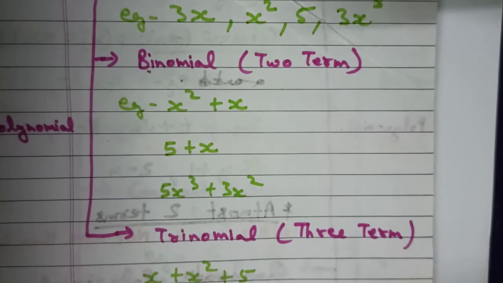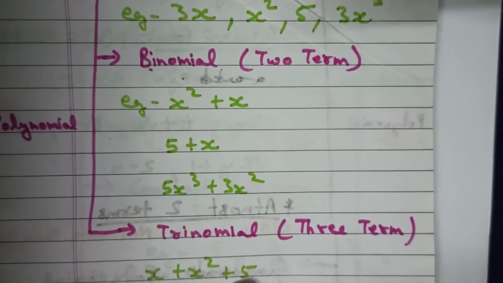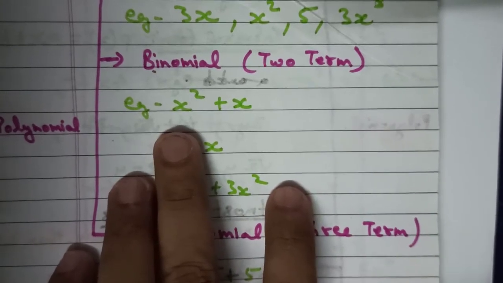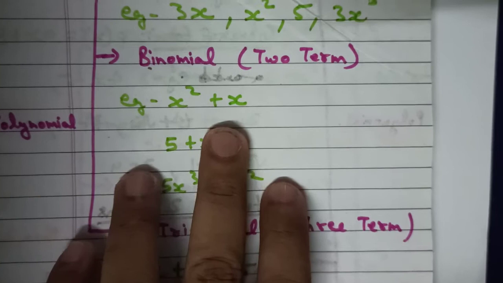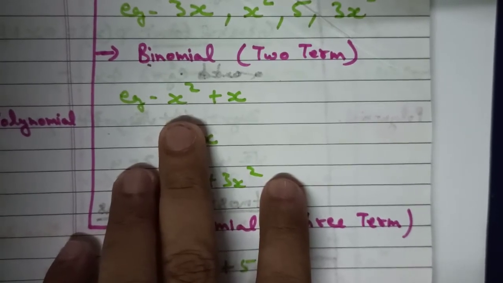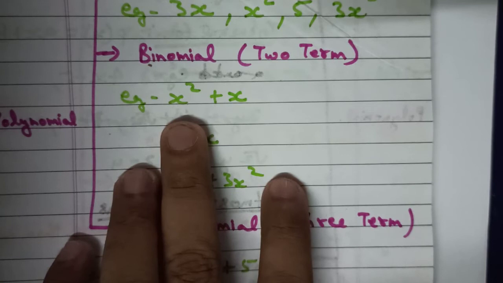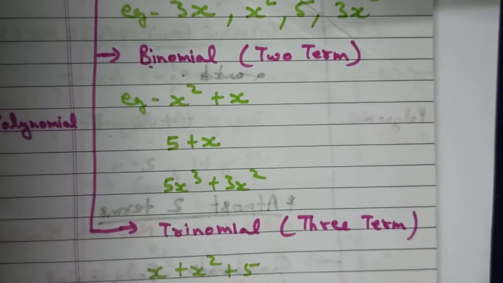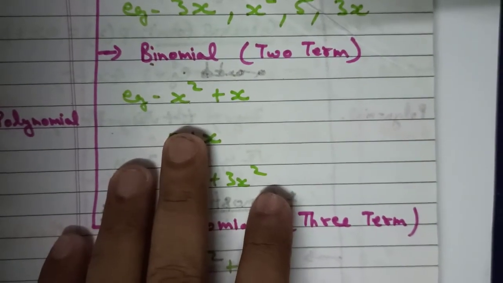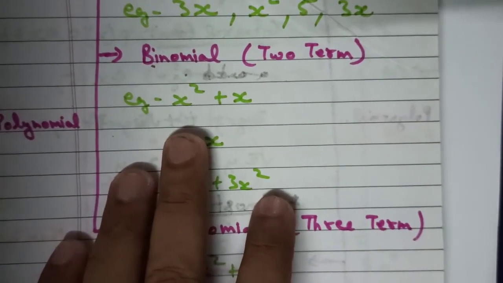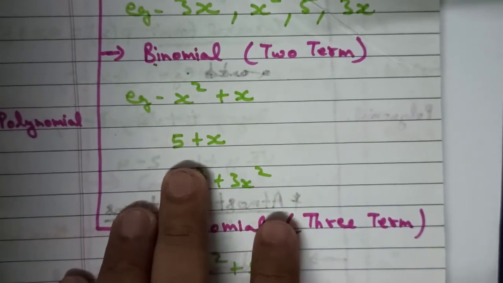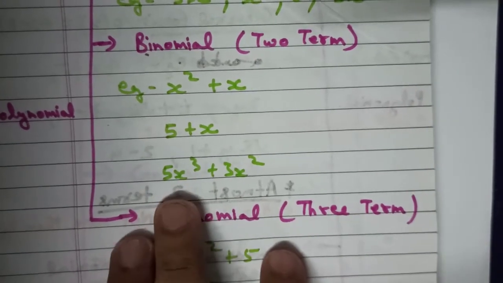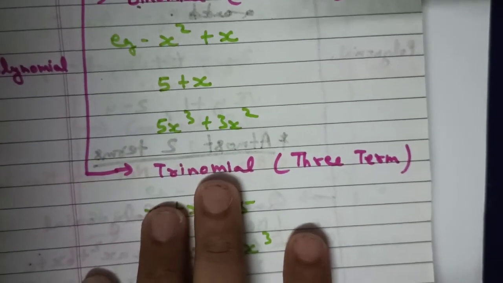Binomial, a polynomial having two terms is called a binomial, like x square plus x. So here the number of terms are 2. It is an example of a polynomial in one variable. Variable is only one, that is x, and the number of terms are 2. So it is an example of a binomial. 5 plus x or x plus 5 is also an example of a binomial. 5x cube plus 3x square is an example of a binomial.